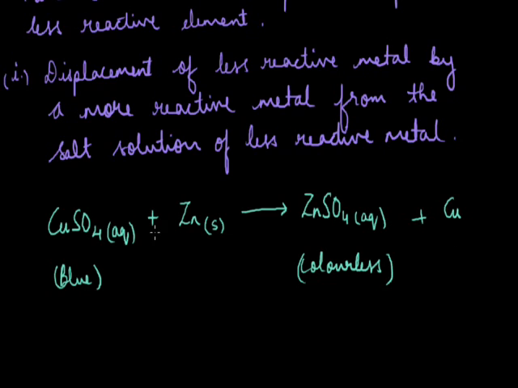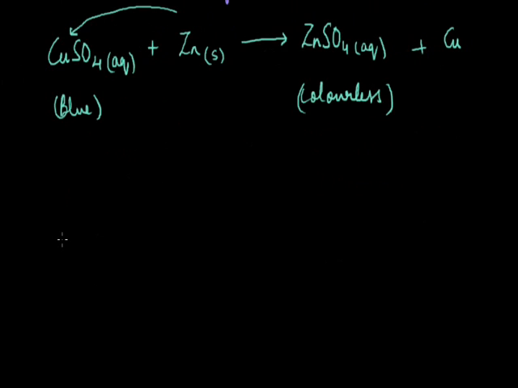So in this we can see that zinc is displacing copper from its salt solution. So we can say here that as zinc is more reactive, it displaces the lesser reactive metal from its salt solution. Similarly, we can see some more examples of this kind of displacement.